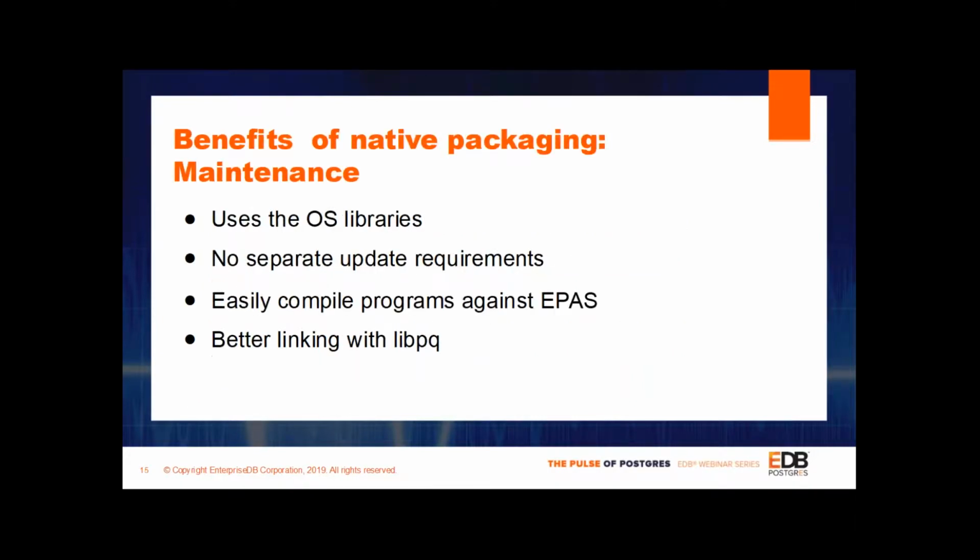And then, of course, when we started using the native packaging, we solved a few problems. One of them was, as I told you in the few slides before, maintenance. And now we are using the operating system libraries, which is awesome. Because if there's a security issue in OpenSSL, for example, when you update OpenSSL, you are done, you are safe, because we always link to the latest or updated ones. So there is no separate update requirement for the operating system.